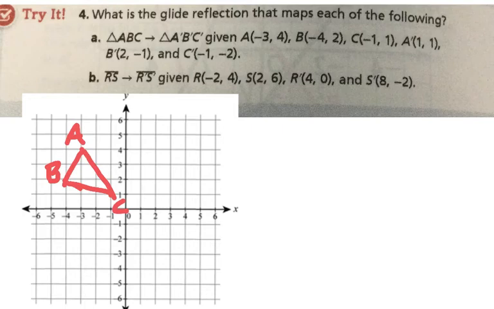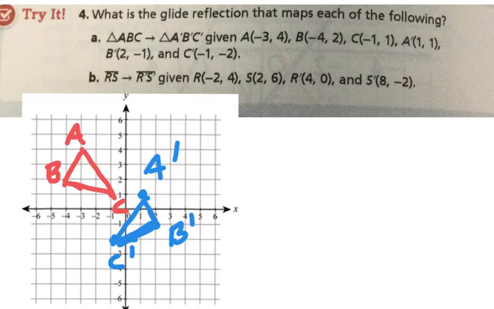Okay, then it tells me A prime is at 1, 1. So right here is A prime. B prime is at 2, negative 1. So I need to move where I got this written. Put it here. B prime is at 2, negative 1. And C prime is at negative 1, negative 2. Okay.